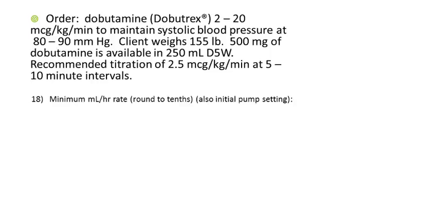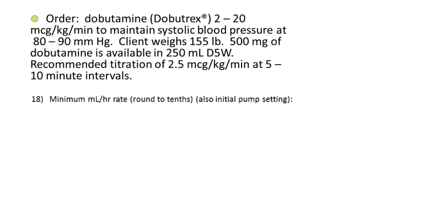We've already organized our information, and now we have to do our first calculation. My recommendation to you is to do this calculation using the dimensional analysis setup. There are a lot of conversions to do, and dimensional analysis is the easiest way to keep track of all of these conversions. What we are asked for is the minimum milliliter per hour rate. It is also the initial pump setting.